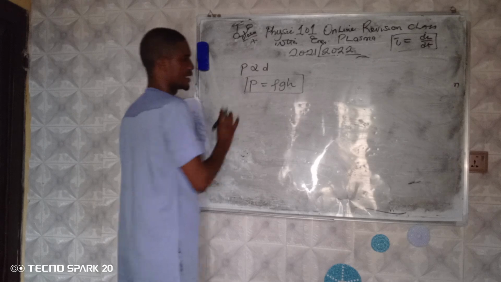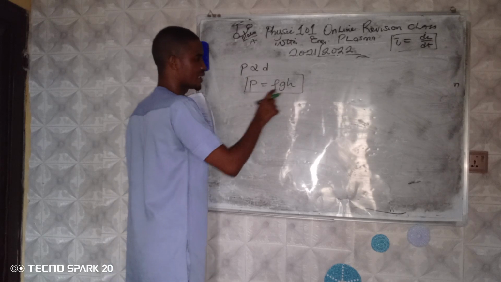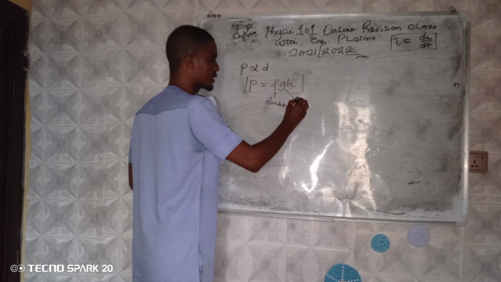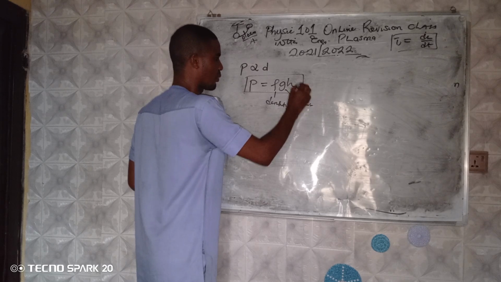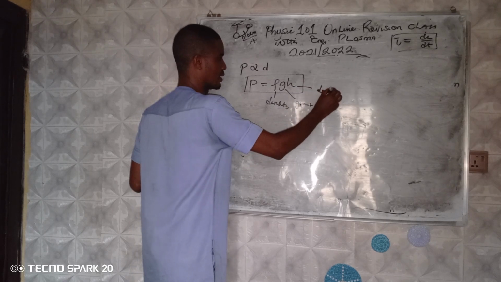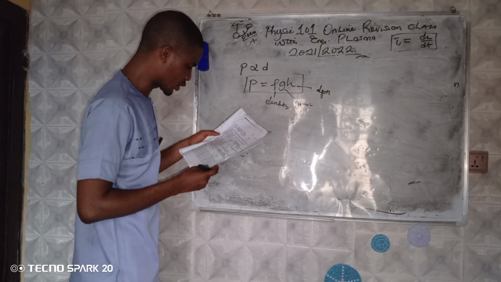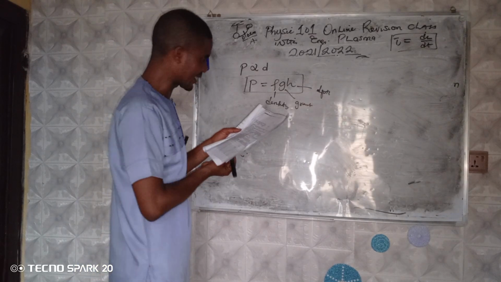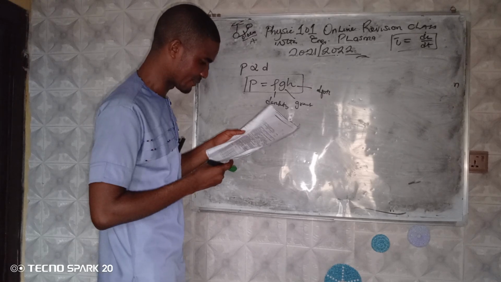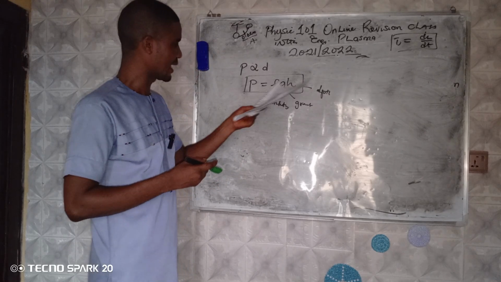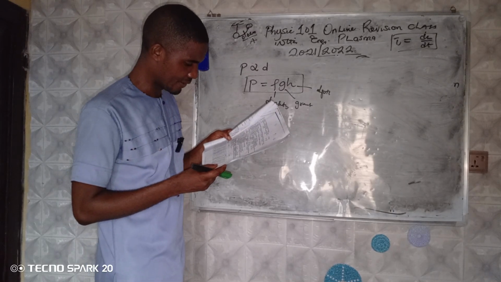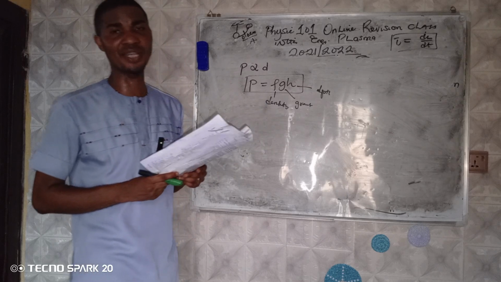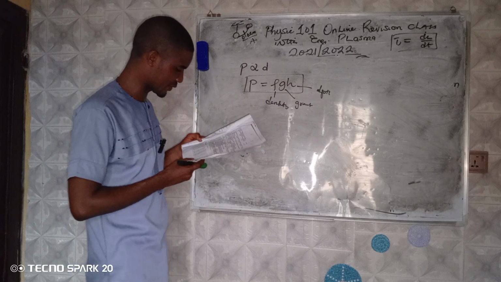In fluid, pressure is equal to rho g h, where rho is density, g is acceleration due to gravity, while h is depth. So the question says we should calculate for pressure. They gave us density, we have g as 10, and they gave us height as 5,000 centimeters. Remember, you are going to convert that 5,000 to meters. So that question is solved.